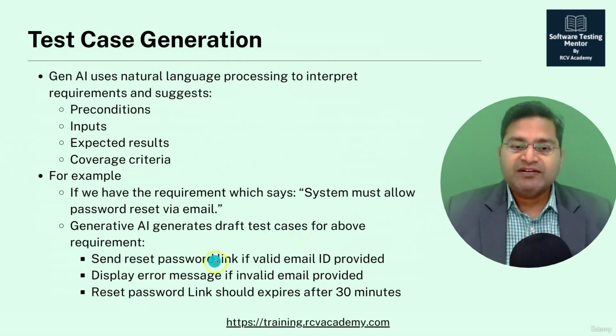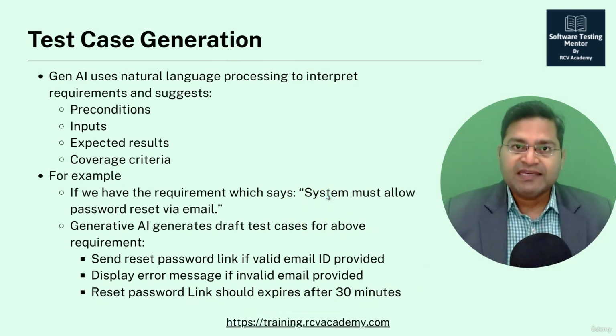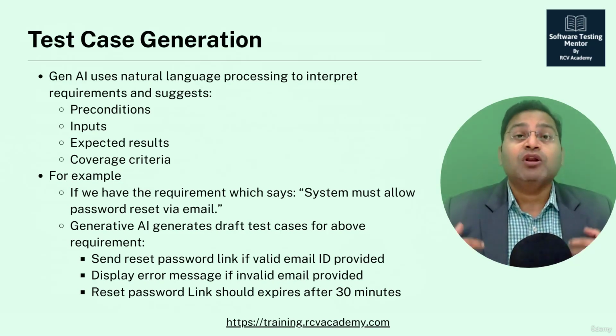For example: send reset password link if a valid email ID is provided, display an error message if an invalid email is provided, and the reset password link should expire after 30 minutes. Based on the learning and knowledge that the model has, it will be able to suggest test cases or test conditions. So that's where Gen AI will help you in test case generation, and it will save you a lot of time.